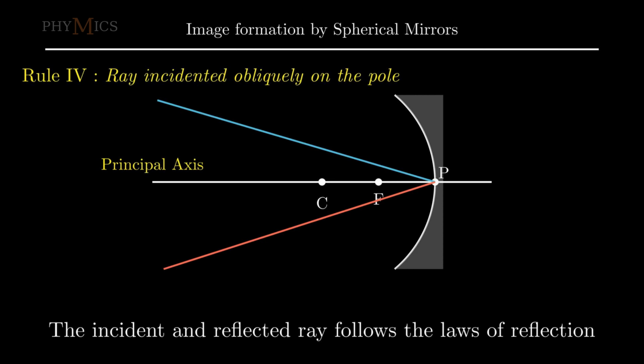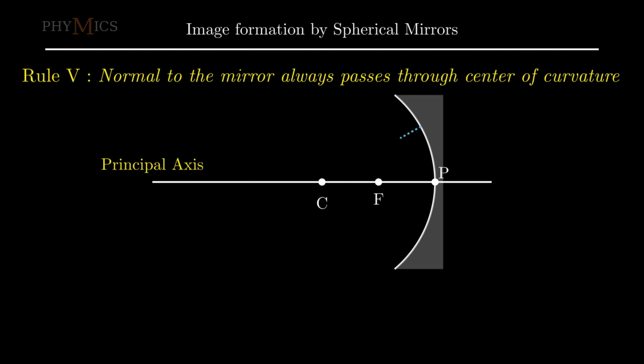That is, it reflects along the same angle as the angle of incidence. That is, angle I equals angle R. As per rule 5, a light ray normal to the mirror always passes through the center of curvature. These rules are also valid for convex mirrors. These rules will be applied to form ray diagrams.